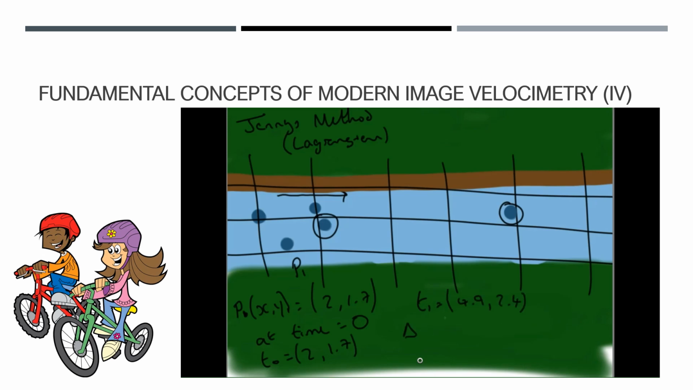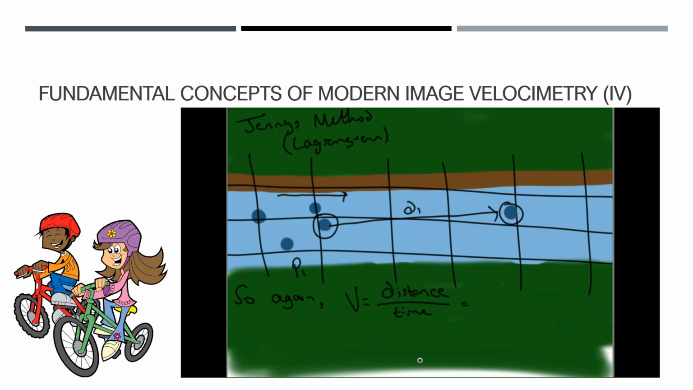The difference between the two times is t1 minus t0, and the difference in distance will be the length of the hypotenuse, worked out as 2.9 squared plus 0.7 squared, all square rooted, which comes to around d1 equal to around 3 meters. So the velocity would be the distance over the time, making it 3 meters over 1 unit of time.